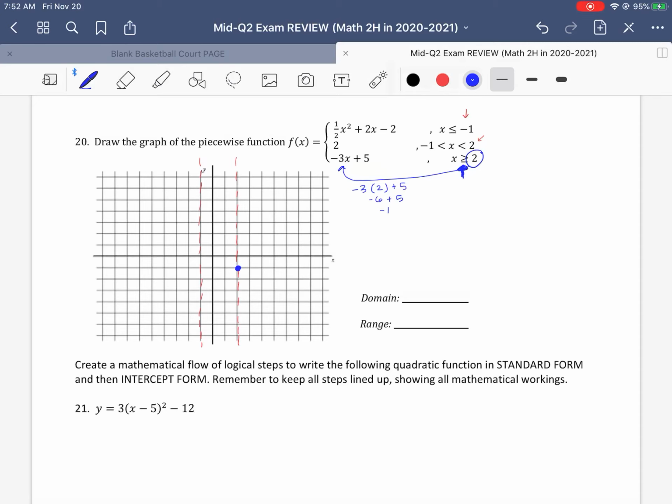Oh, that was an arrow, but yikes. And then the slope here is -3, so I'm going to go down 3, to the right 1, down 3, to the right 1, and I can create that linear piece heading off to the right.